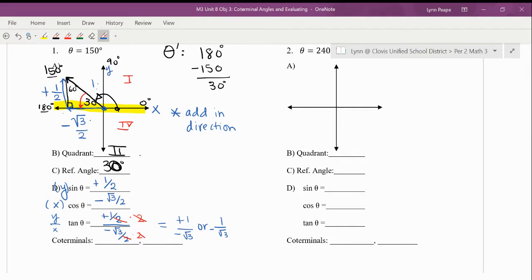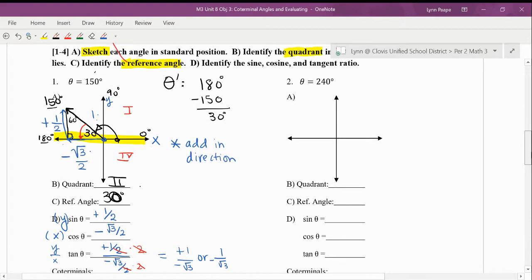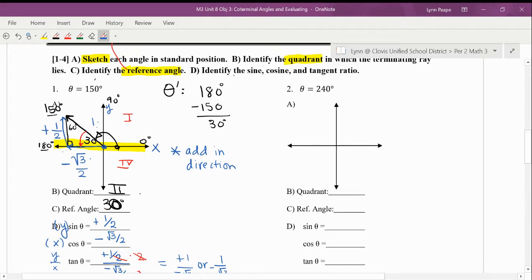Okay, so let's go ahead and do another one. And again, we're going to come back to coterminals. We'll hit that at the end. All right, so the first thing we're going to do is graph 240 degrees. So I'm going to go ahead and label my quadrantals.